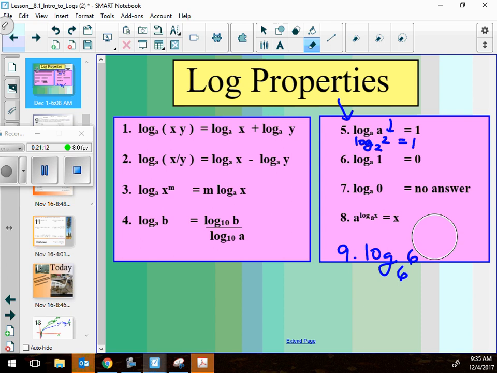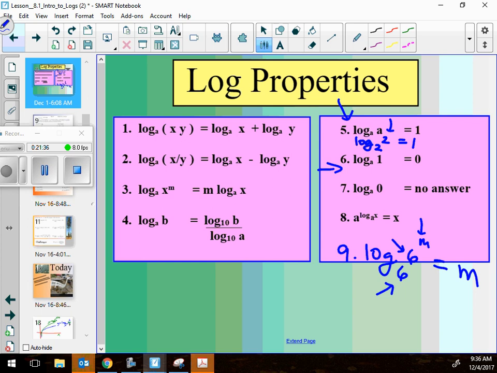6 to the m equals, what does it equal? That would equal m. Whatever, as long as these two are the same, the answer is that power. That's a better property than a lot of these. All right, I did tell you that one.